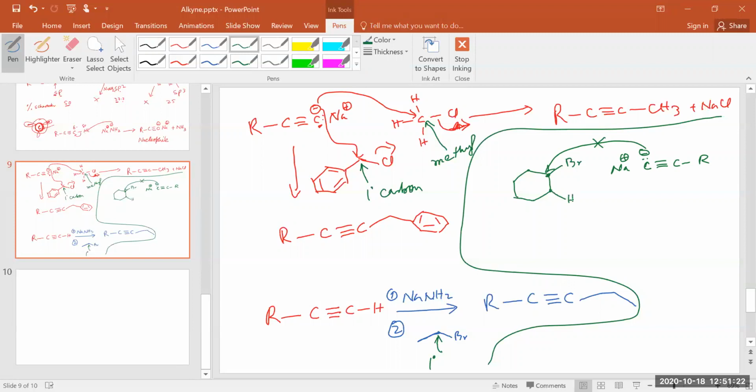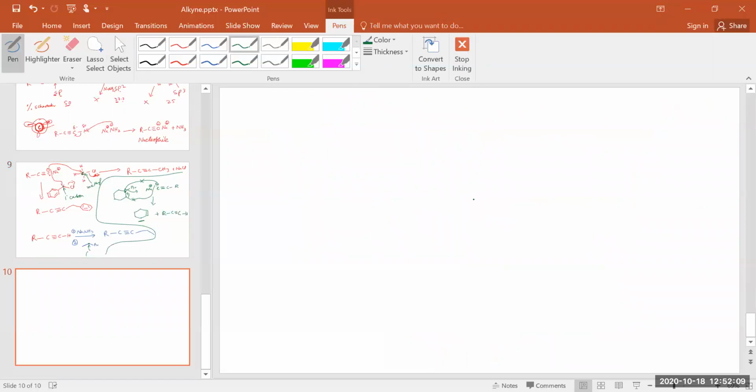Instead, it will act as a base and take this proton, because this is not sterically hindered, and you will get an eliminated product, like E2 elimination, and this bromine will leave. So remember this limitation: this carbon should be primary or methyl. This is primary, and primary or methyl works, but secondary will not work.